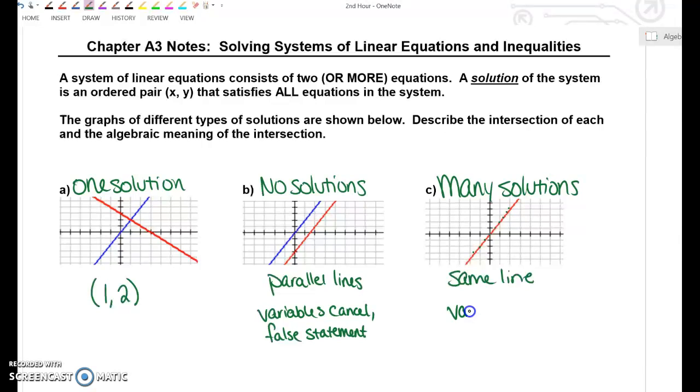Algebraically, if your variables cancel, and you're left with a true statement, then you have many solutions. Like you end up with 0 equals 0 or 5 equals 5. If that's true, many solutions.